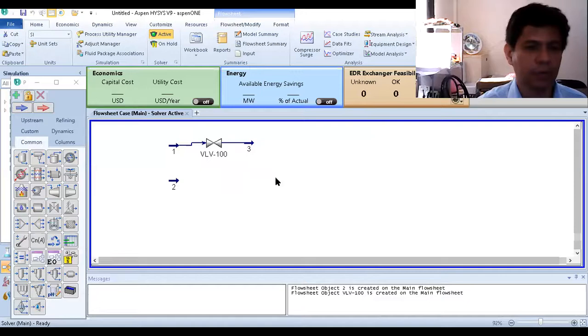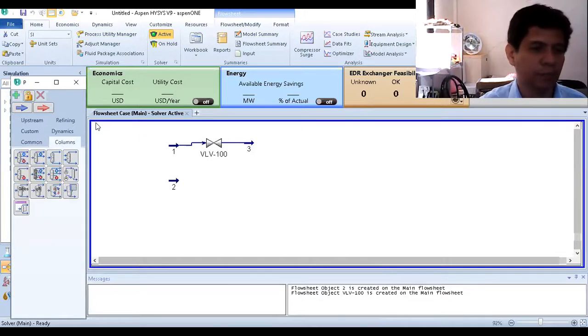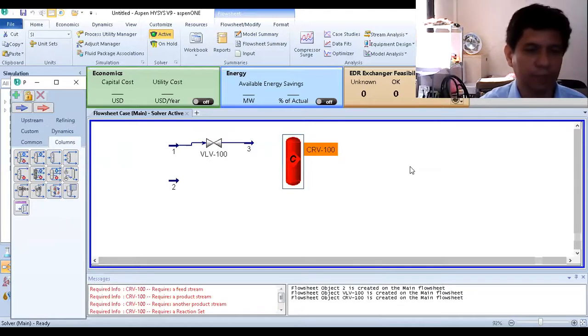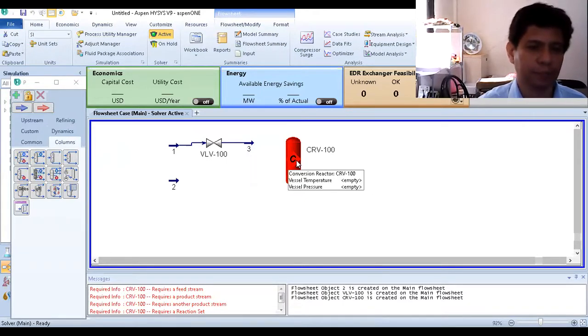Okay. So both of these streams, we're going to introduce to a conversion reactor. You can find the conversion reactor under the columns. So this is the conversion reactor. Just drag this on the white screen. So we're going to introduce stream 2 and stream 3 into the conversion reactor.